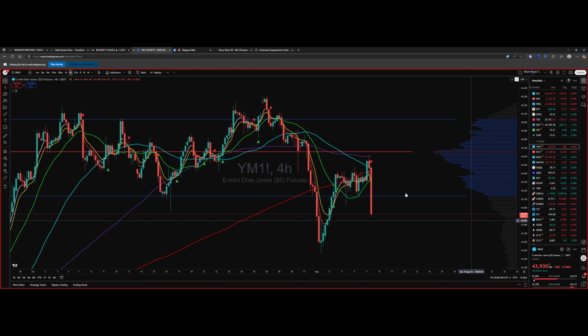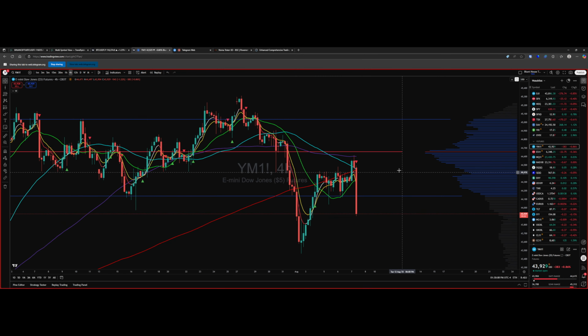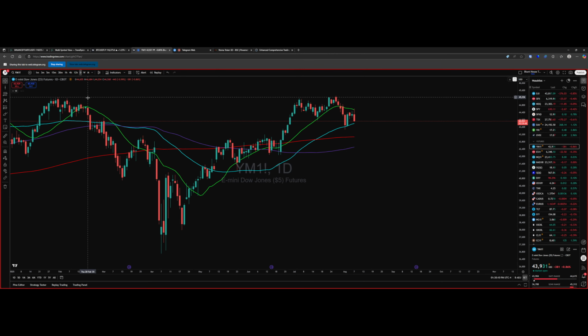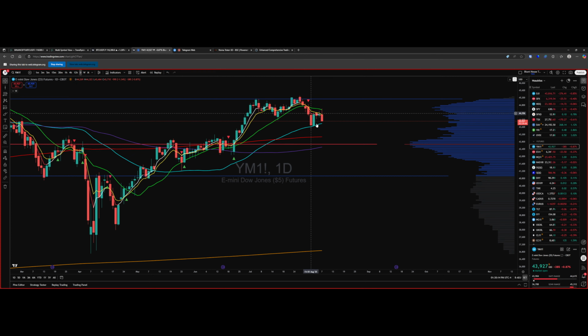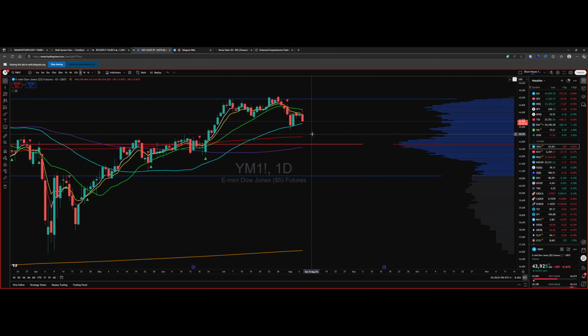What happened here? Well, let's actually back it up to the daily. Broke the 20, found the 50. Failed one level, found the next. Failed one level, found the next. Price doesn't want to go above that upper value range. And all that's telling us is that at this time, for now, nobody wants to be the one to run it up there.